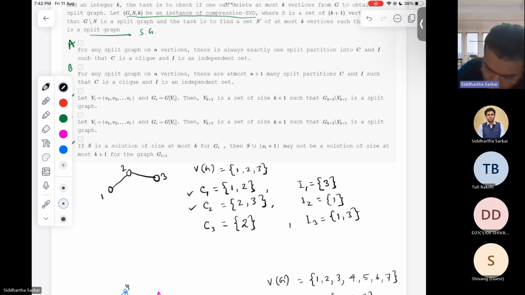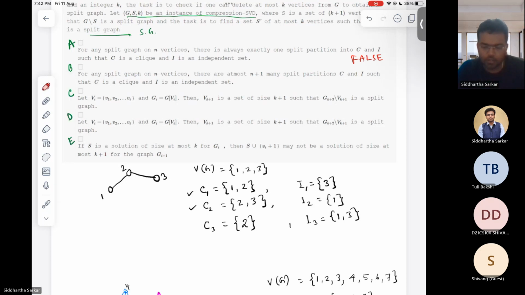So we'll say that this is not true. So this is false. Okay, so how about the second question? For any split graph on n vertices, there are at most n plus 1 many split partitions C and I, such that C is a clique and I is an independent set.